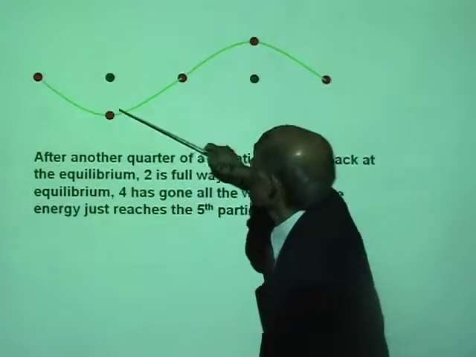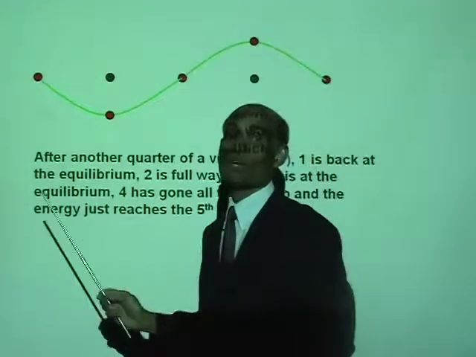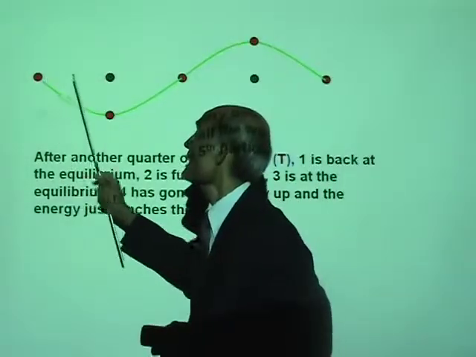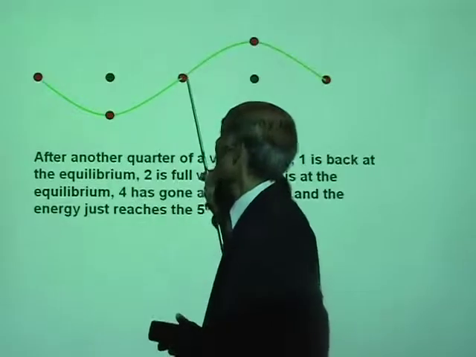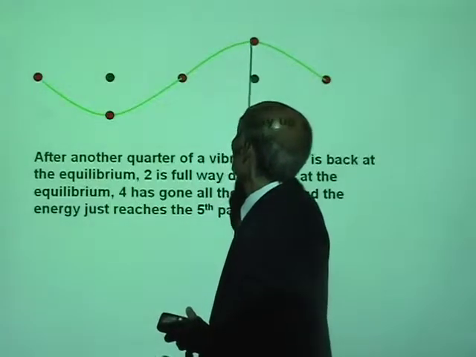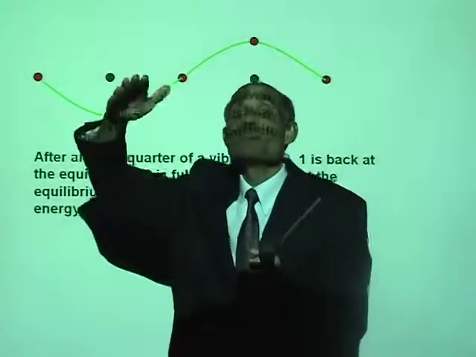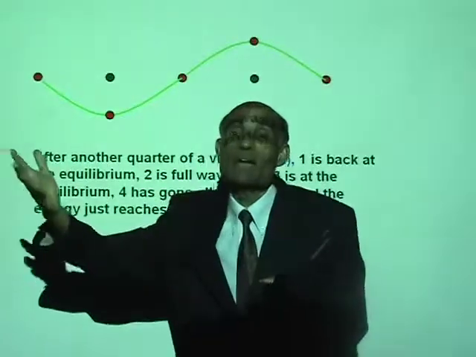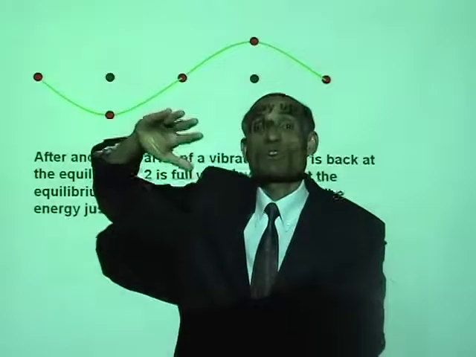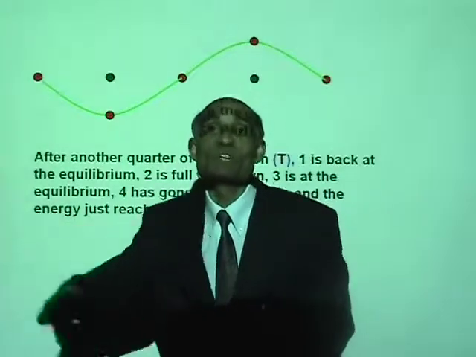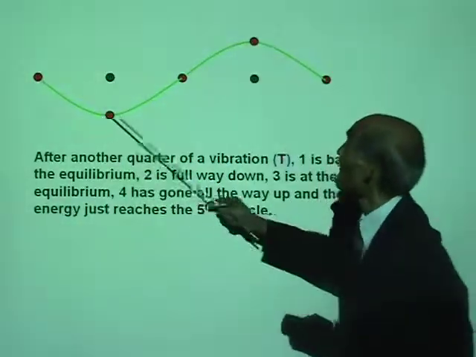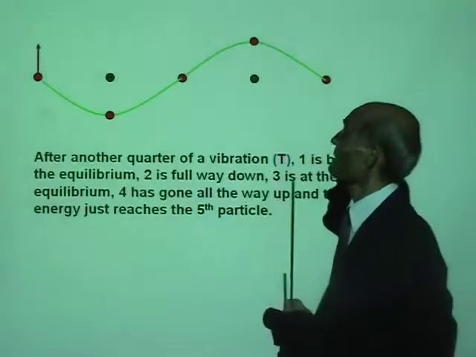And look at the profile of the wave now. You see the first particle here, the second particle here, the third particle here, the fourth one here, and the 5th. You can see the wave profile. Why? Because each particle vibrates in a different phase. Now you have a complete wave.